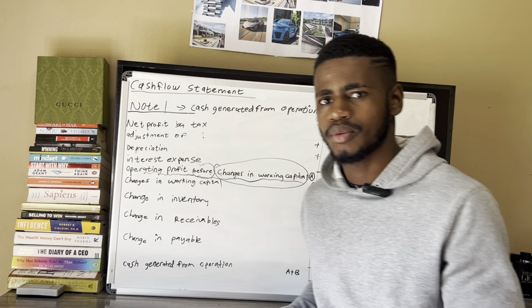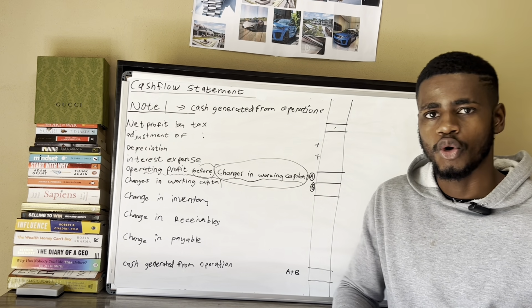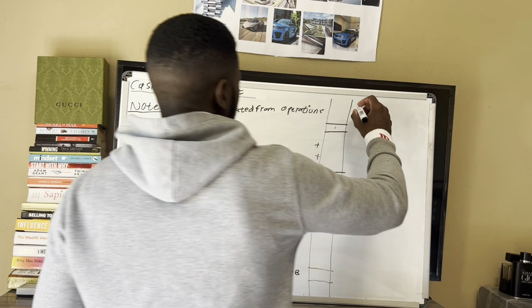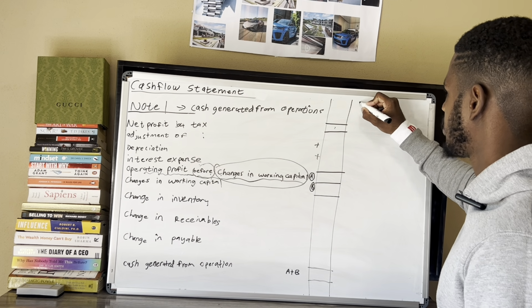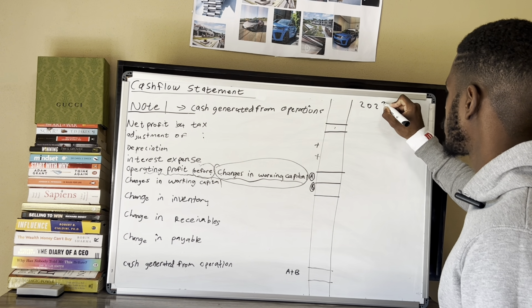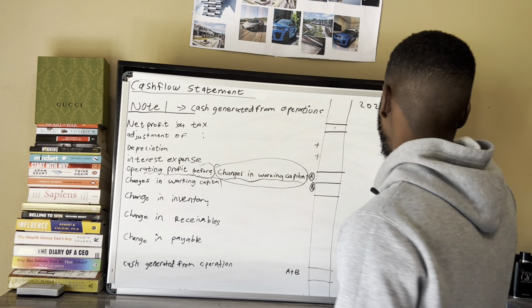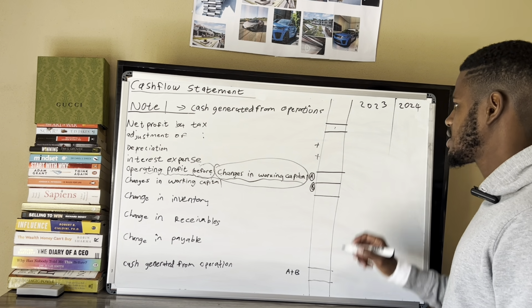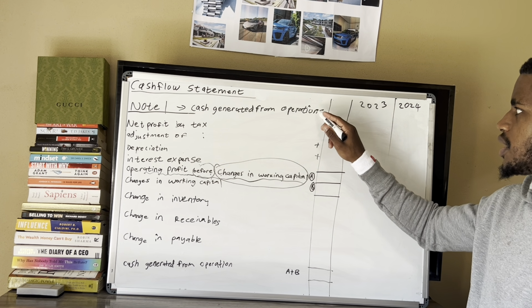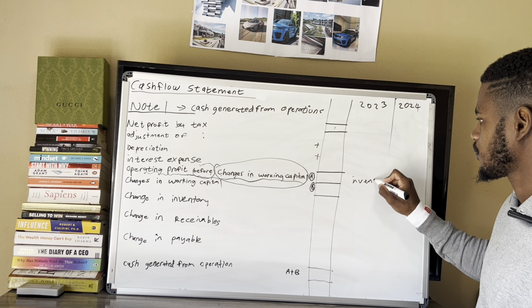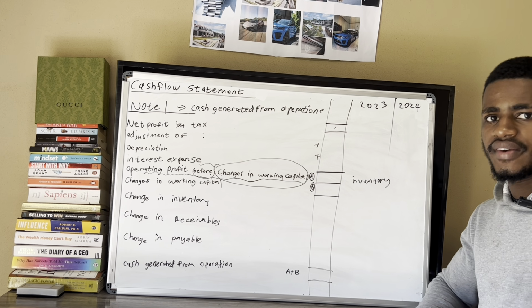Now let's do an example, because just talking about the structure alone is not enough. Let us make an example. In your exam paper, you'll be given 2 years like this, 2023, 2024. Let's start with inventory. I don't have space, so I'm just going to write it here. Inventory.